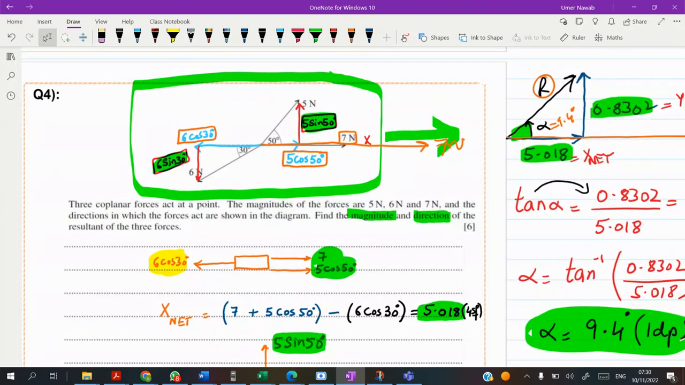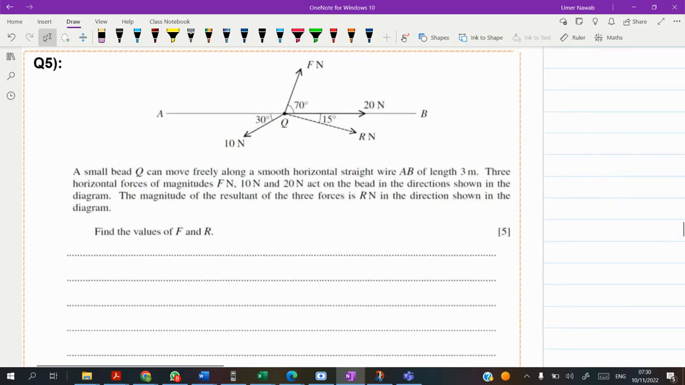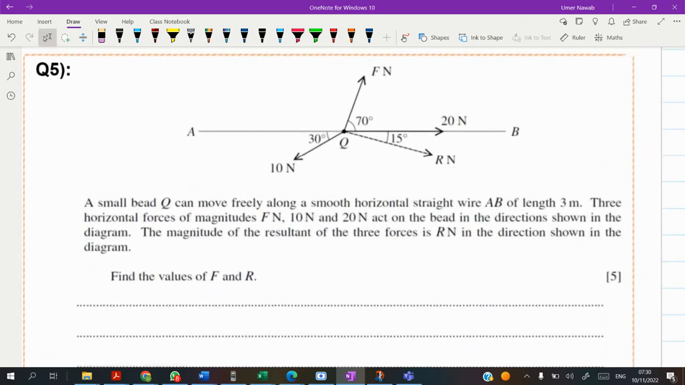You can easily resolve the forces, and then you know how to find the magnitude of the resultant and the direction of the resultant. Now, in this question, again, you can see there is a dotted force. It means this is not a component force. Basically, in this question he has given you three forces: 20 newton force, F newton force, and 10 newton force. The dotted force is the resultant of these three forces. Clear?